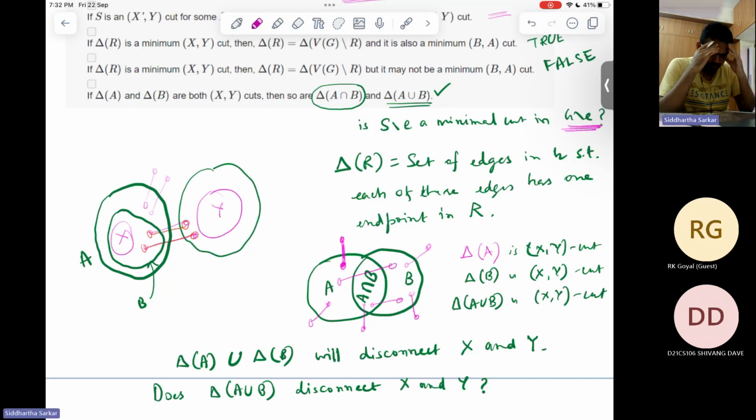Okay, I'm not yet convinced. So let me try to see if I can give a more concrete argument. This answer is marked as true. So let me try to give a concrete argument in favor of why delta of A intersection B should be a cut.